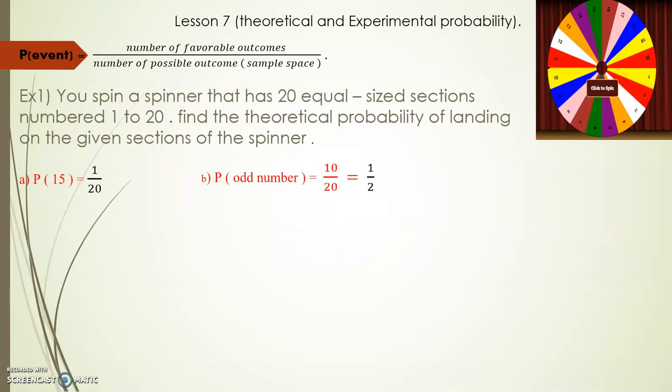Probability of odd numbers, all of us know what is the meaning of odd numbers. So when we count them, you will find 1, 3, 5, 7, 9, 11, 13, 15, 17, 19. So when we count them, it will be 10. 10 out of 20. Try to put it in the simplest form. It will be 1 out of 2.